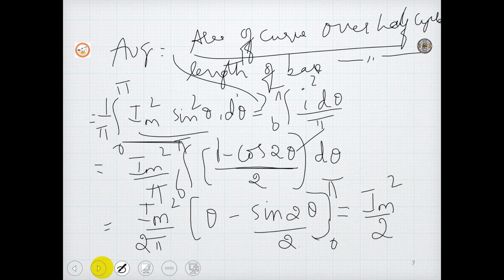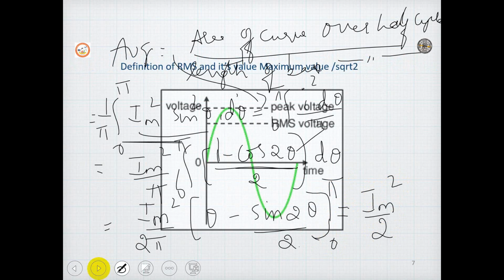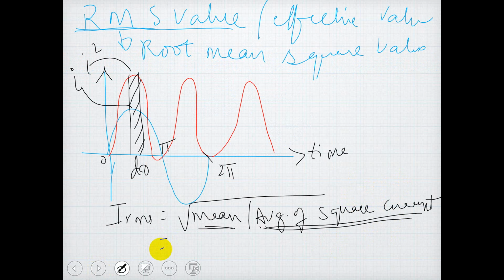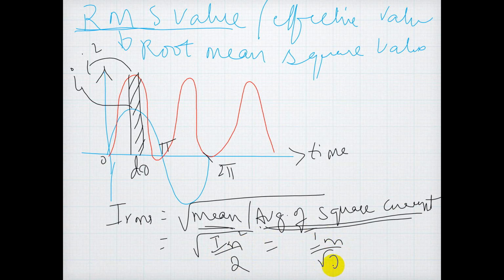Now we need to substitute this in this equation. Im square by 2 is the average value. So IRMS is equal to the root of Im square by 2. When you take the root, it is Im by root 2, that is equal to 0.707 Im. So this is how we derive the equation for RMS value.